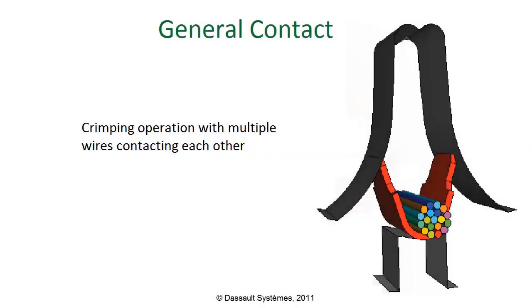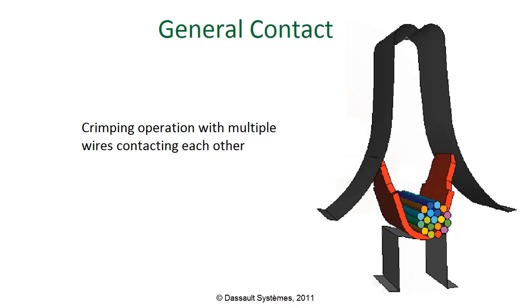Consider the use of a crimp tool on a bunch of wires. If you wanted to simulate these wires coming in contact with each other, you'd need to create a contact pair for each potential contact condition. Since each wire might come in contact with a number of others, you would need to define a large number of possible contact pairs. In such a scenario, the general contact method would save you a lot of effort.